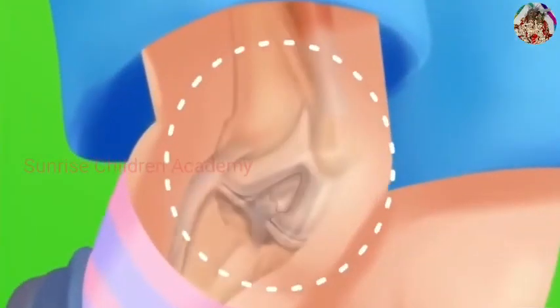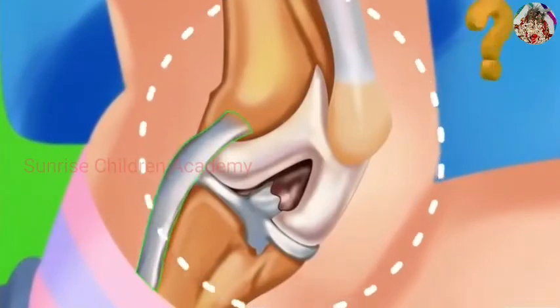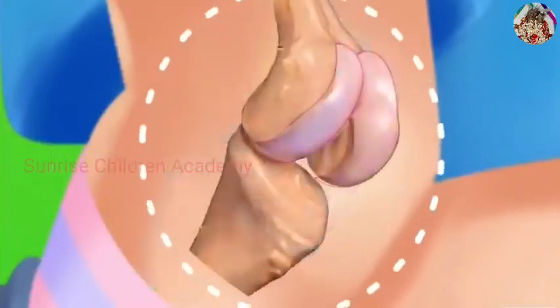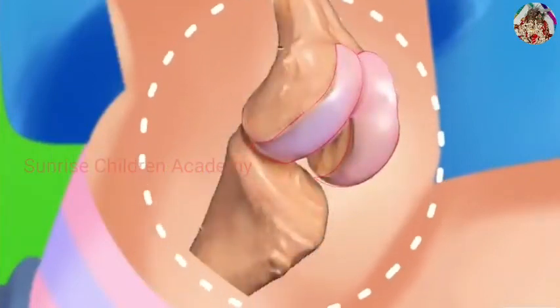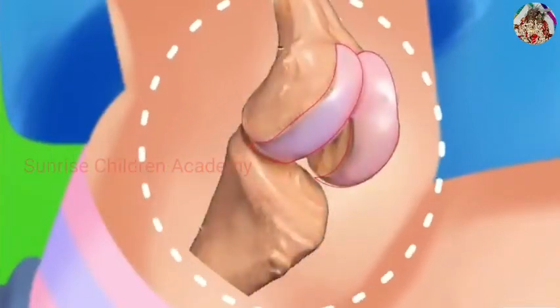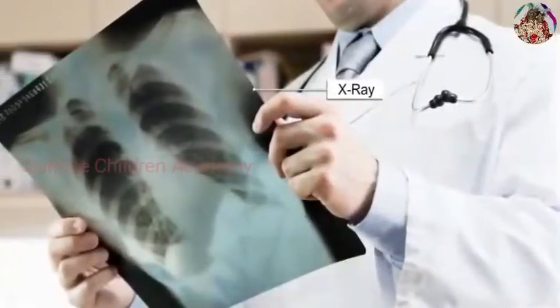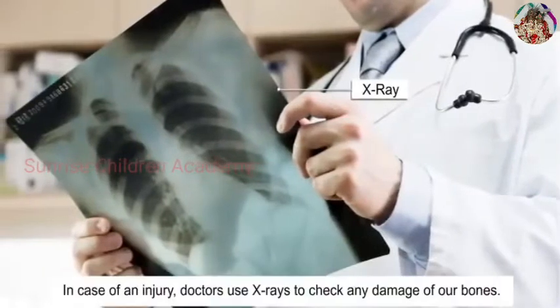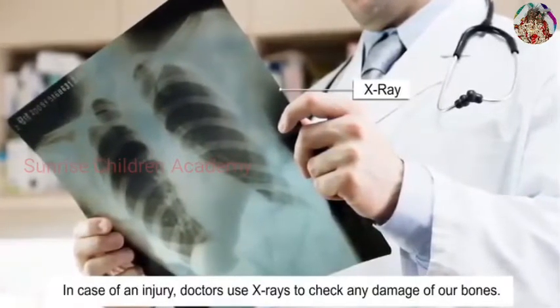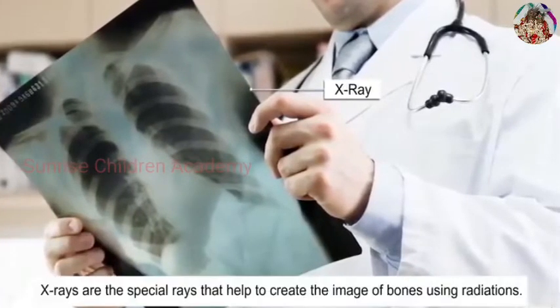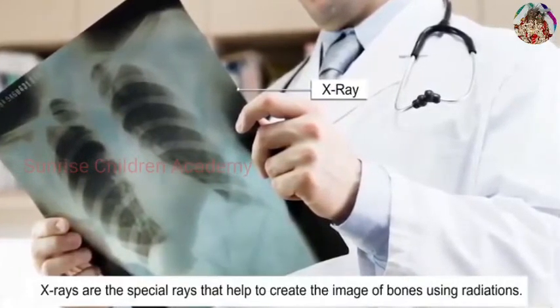Now, there is a special tissue that holds the two bones of a joint in position. This is called ligament. There is another soft tissue that covers a joint from outside. This is called cartilage. The bones are not visible from outside. So, in case of an injury, doctors use X-rays to check any damage of our bones. X-rays are the special rays that help to create the image of bones using radiations.